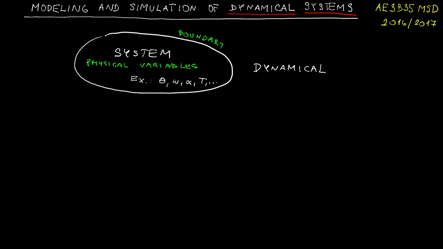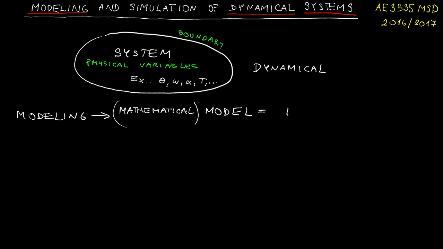Let's now move on to the other technical keyword, which is modeling. So modeling for us is a process or activity which leads to a model. And a model for us in this course means exclusively a mathematical model. This mathematical model comes in the form of equations. So at the end of the day, what we are after are equations, right?